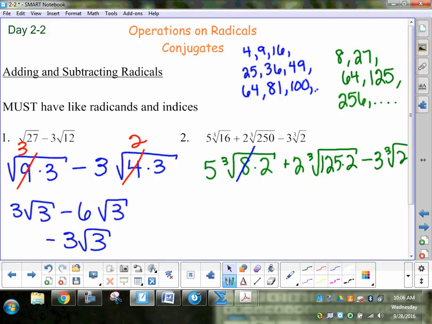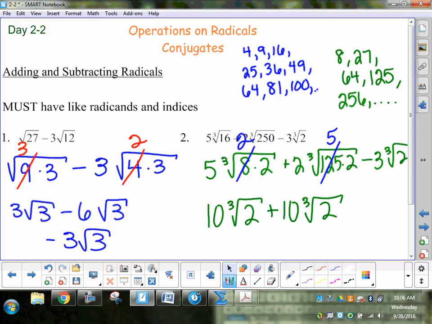Cube root of 8 is 2. Cube root of 125 is 5. This means we multiply, and I'd have 10 cube roots of 2 plus 10 cube roots of 2 minus 3 cube roots of 2. Who can tell me what that's going to be when we combine like terms and simplify?